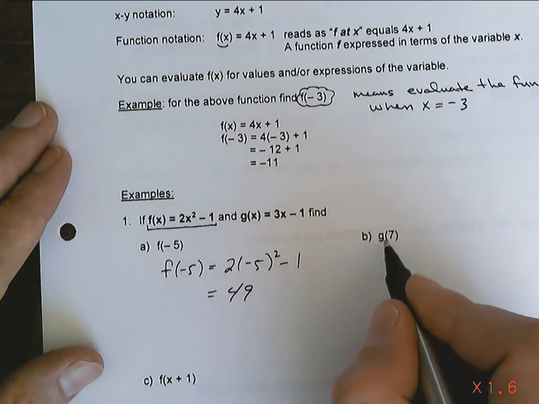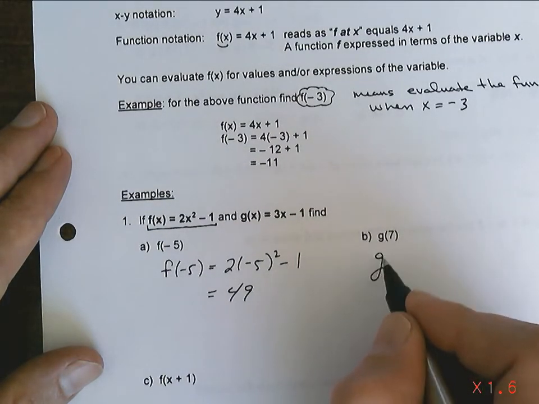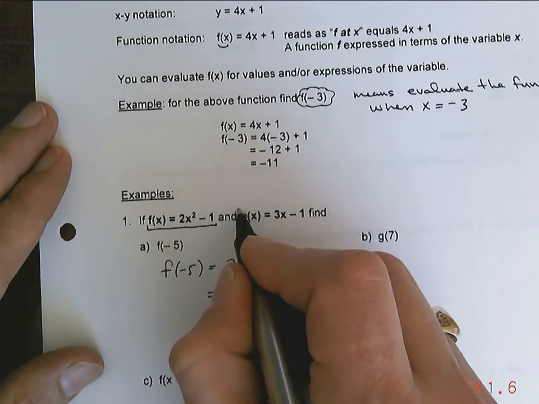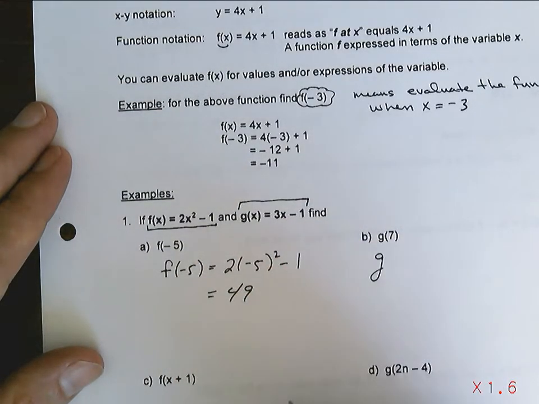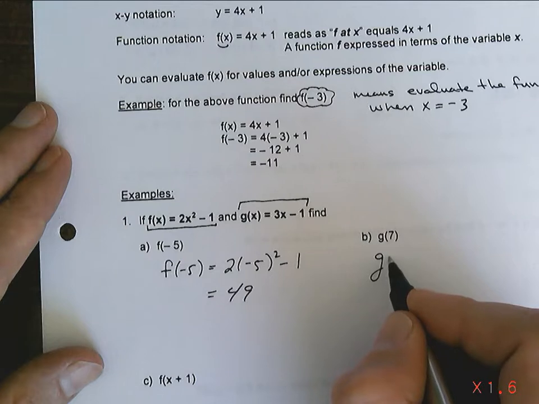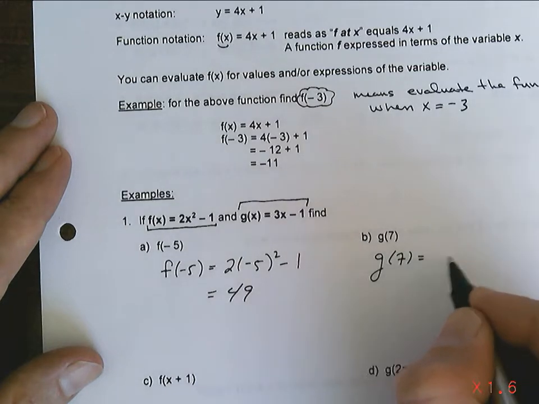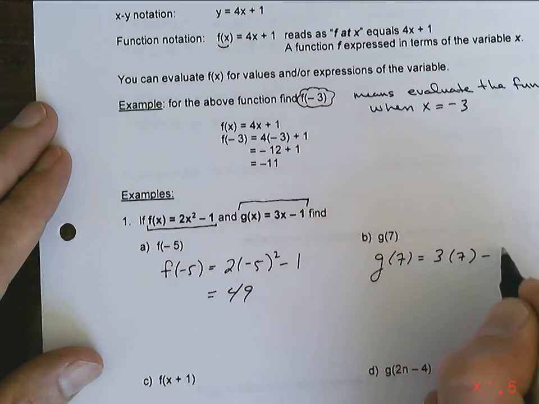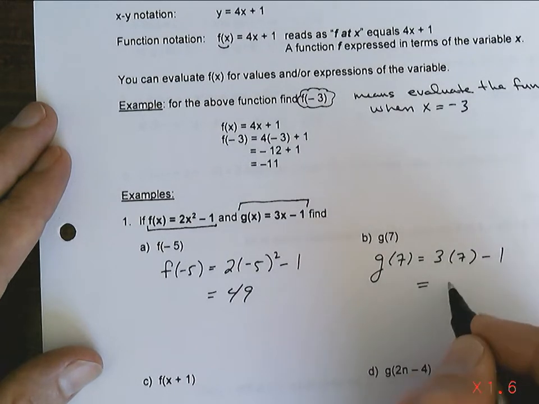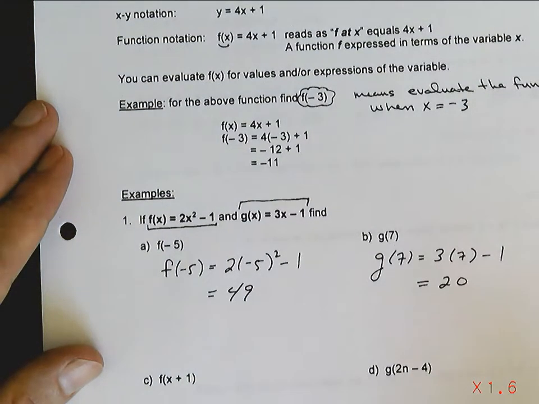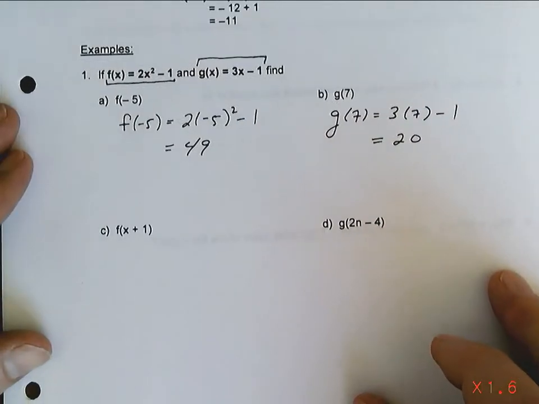Over here, now we're changing it up a little bit. We're talking about the function g, so I'm going to use this one. That's the function g, and it means everywhere that there was an x, please put in a 7, and then evaluate that. So that's going to be 21 minus 1 is 20. That's all there is to it. It really is not complicated.